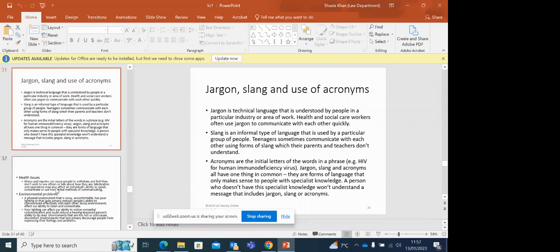Jargon, slang, and use of acronyms. What is slang? What does slang mean? Who tends to use slang language? Slang is an informal type of language, a particular word used just by a certain group of people. So could you give me an example of a slang word?